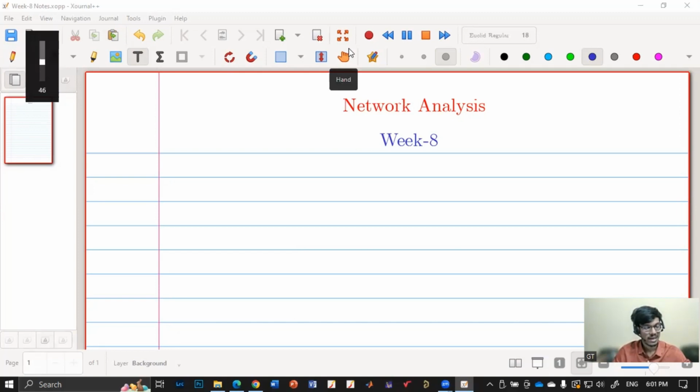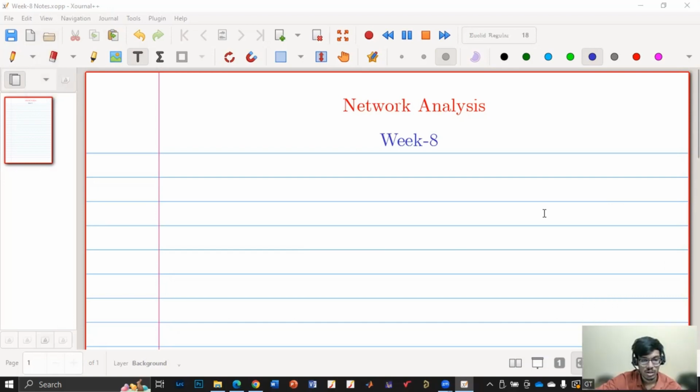So in the last week, we discussed multiple theorems and how to use them to solve the given network in a much simpler way, which also saves our time. So in week 8, we'll be learning about graph theory and how to apply that to network analysis. Mainly this week is about understanding what graph theory is and how to get the equations for a given network using graph theory.